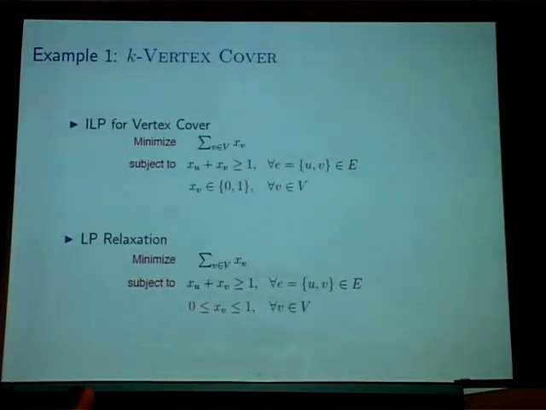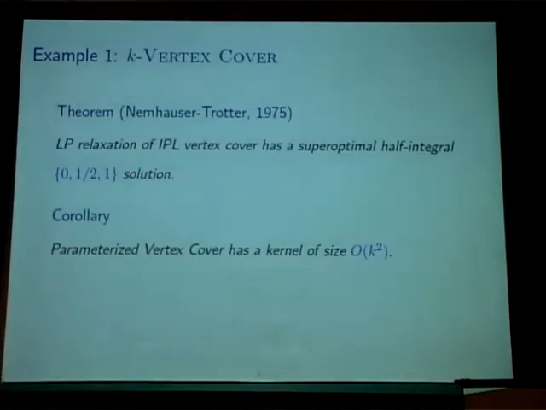And why does vertex cover have a polynomial kernel? Well, if you write down vertex cover as an integer linear program, we want to minimize the number of vertices subject to every edge being covered at least once by a vertex. This is one condition. If you take the linear programming relaxation of this integer program, then it's a very classical result from the 1970s of Nemhauser and Trotter that the LP relaxation has a super optimal half-integer solution. Super optimal means that if I take the set of all vertices or variables which have a non-zero value, then this will be a superset of an optimal solution. And it's half-integral, so the only values are 0, 1/2, and 1.